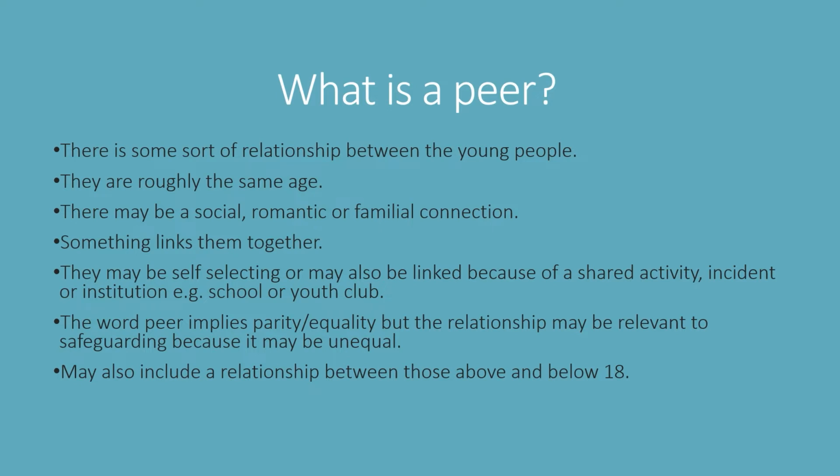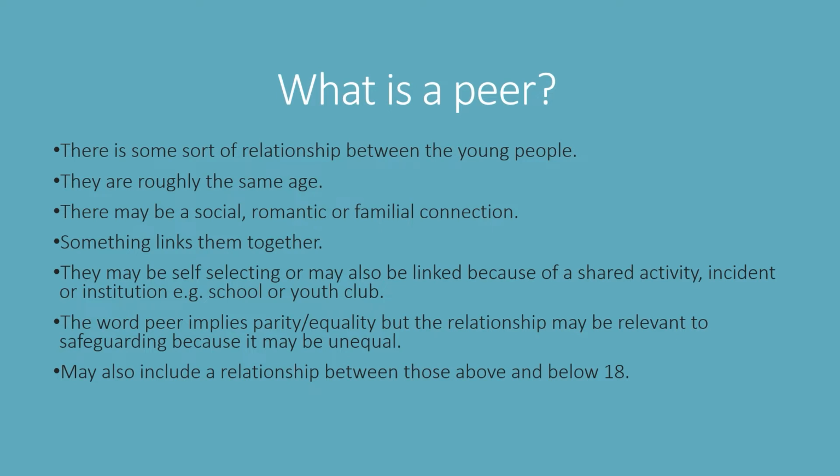There could be a social, romantic, or familial connection. Something must link them together. For example, this could be a school or a youth club or an incident. For example, young people who were all at the scene of a stabbing may be linked by their presence at that event. They may be self-selecting, or they may live in the same neighborhood.